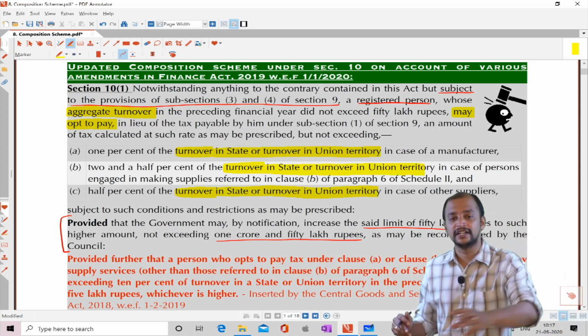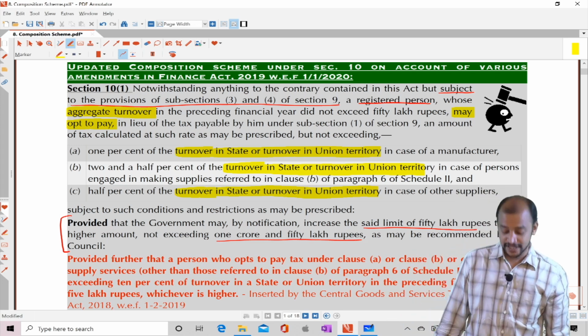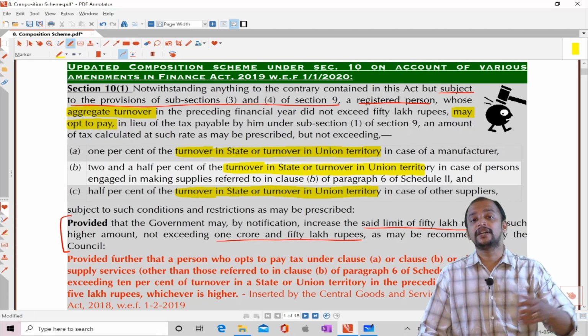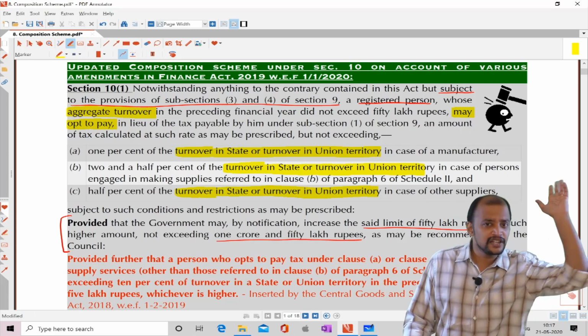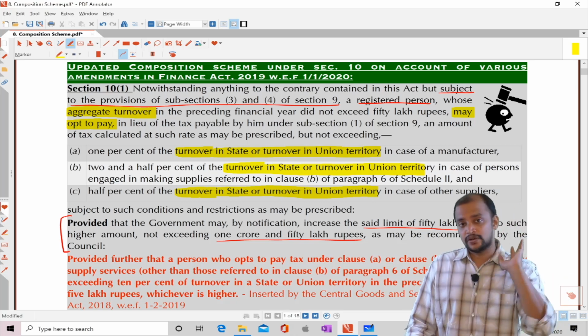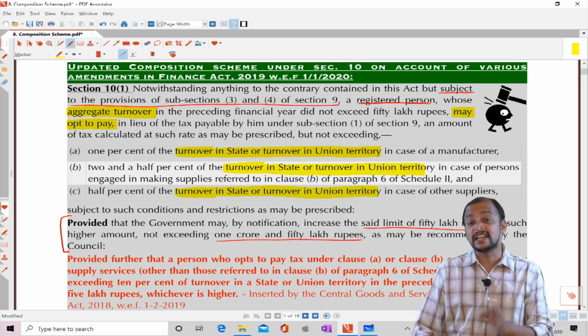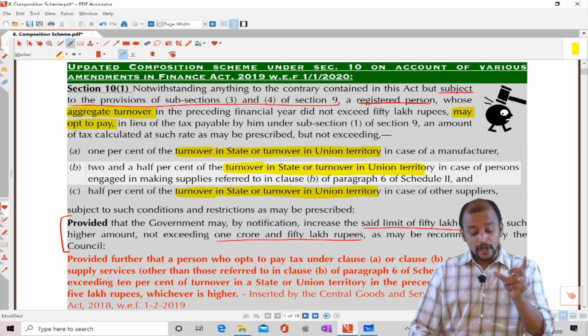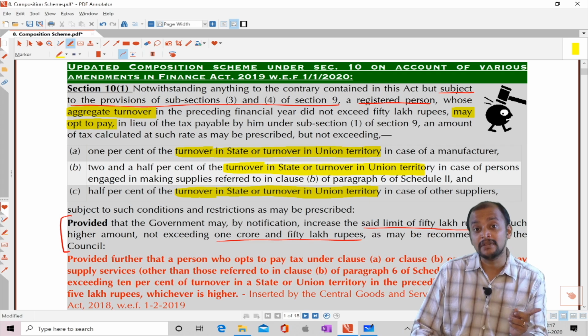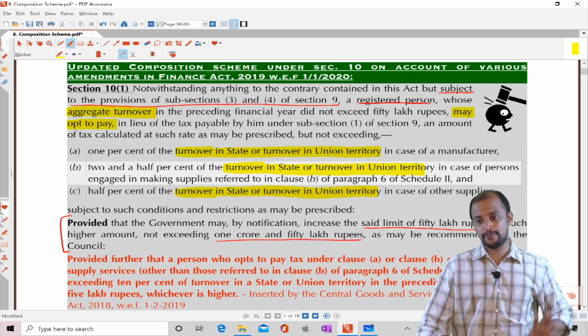These are two different turnovers under composition scheme. Without knowing this, many students will try to interpret wrongly, even many faculties also will interpret it wrongly. So it is aggregate turnover and turnover in a state or union territory. Now that aggregate turnover should be checked for determining the eligibility to opt for composition scheme.